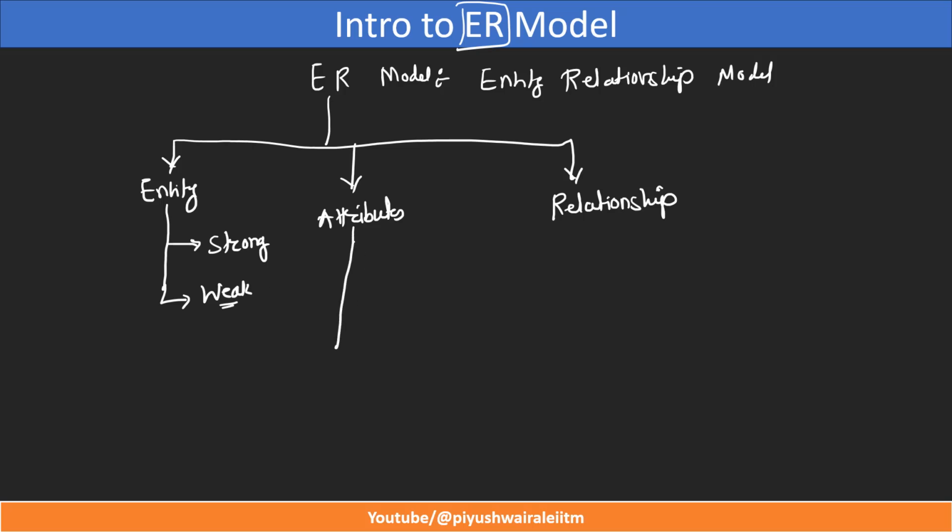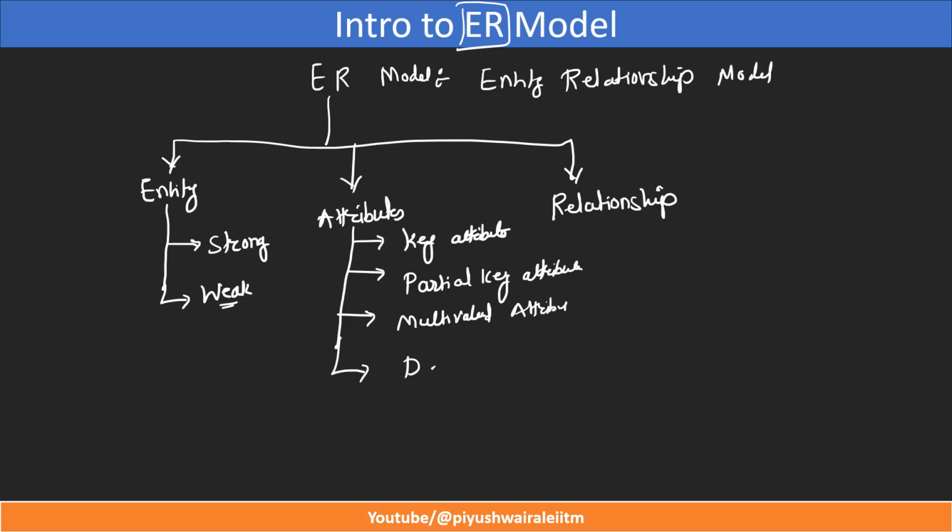Now there are different types of attributes. First one is key attribute. What is a key, we'll also see that. Just note down this key attribute. Then we have partial key attribute, then multi-valued attribute, then derived attribute, and composite attribute. So these are the different types of attributes: key attribute, partial key attribute, multi-valued attribute, derived attribute, composite attribute. We'll discuss these one by one.